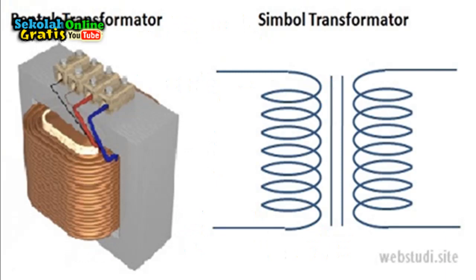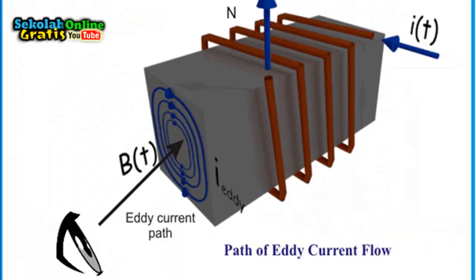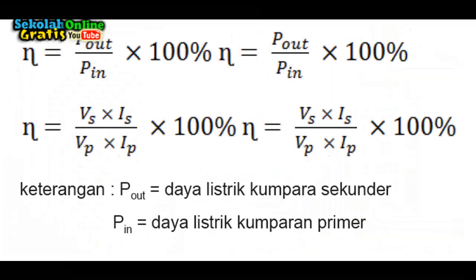In fact, a transformer with an ideal efficiency of 100% has never been made, because some of the electrical energy that enters the primary coil will be converted into heat. One of the reasons for this change of electrical energy into heat is the presence of eddy currents in the iron core. Calculation of the non-ideal transformer is done using the following formula. Description: POUT equals secondary coil electric power. PIN equals primary coil electric power.